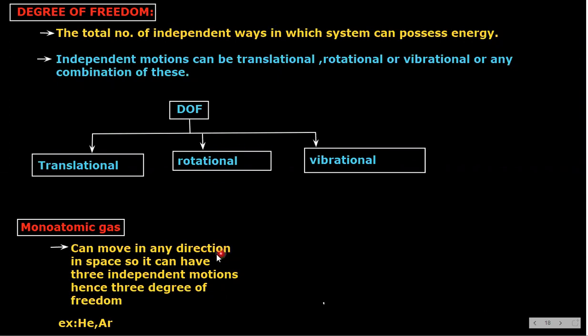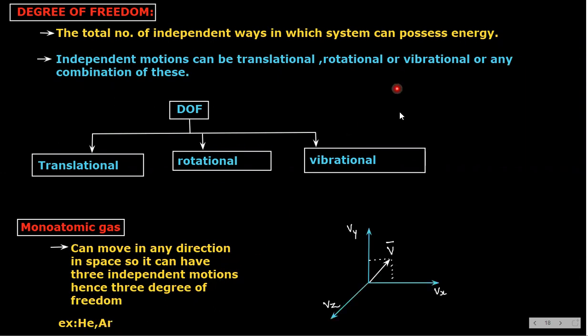Monoatomic gas can move in any direction in space, so it can have 3 independent motions, hence 3 degrees of freedom. How many motions? 3 independent motions, that's why 3 degrees of freedom. It means for monoatomic gas, there are 3 independent ways in which the system can possess energy. For example, helium and argon.